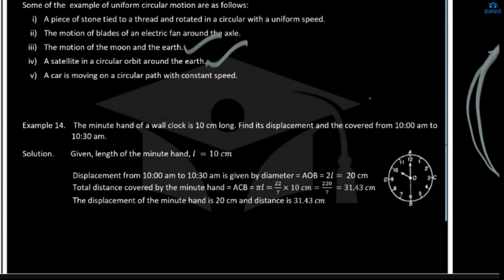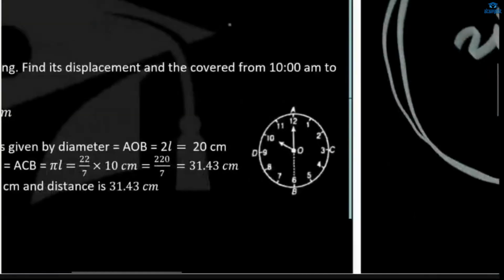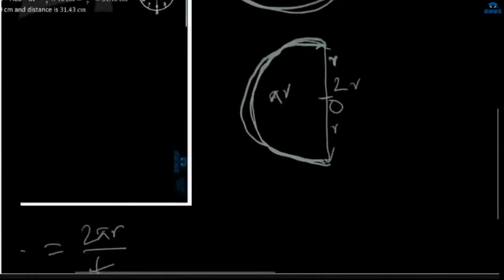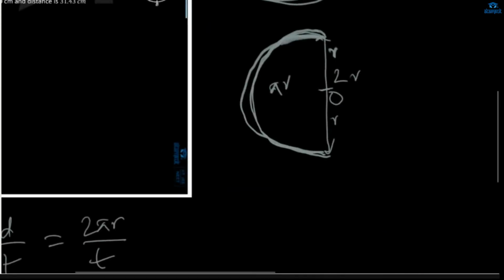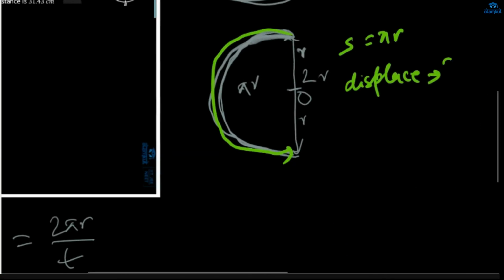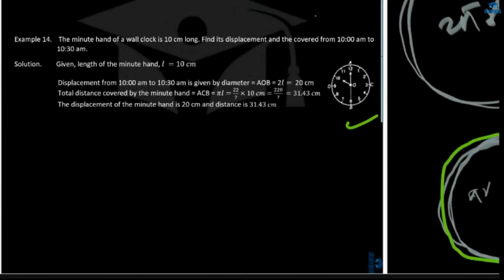This is a very easy example, where the time is from 10 a.m. to 10:30 a.m. So we have to find the distance and displacement. What I told here: if a body has traveled from this part to this part, only half of the circle, then what will be the distance? Obviously pi r, not 2 pi r. You can write s, the distance, is equal to pi r, and for the displacement it will be 2r, because this much and this much. The same we have to do in this question.